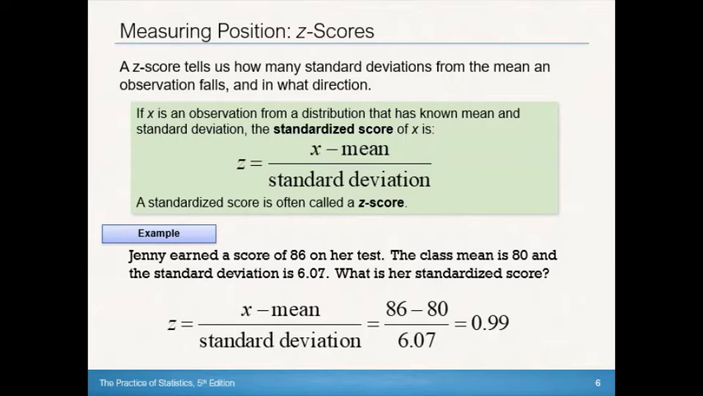That gives us about 0.99. Remember, this is not a percentile. She's not at the 90th percentile. That 0.99 is close to 1. That means her test score is just shy of 1 standard deviation above the mean. So you can kind of see that, right? She's at 86. The standard deviation is 6, and that's just about 6 above the mean, which is 80. So she's right at 1 standard deviation above the mean.